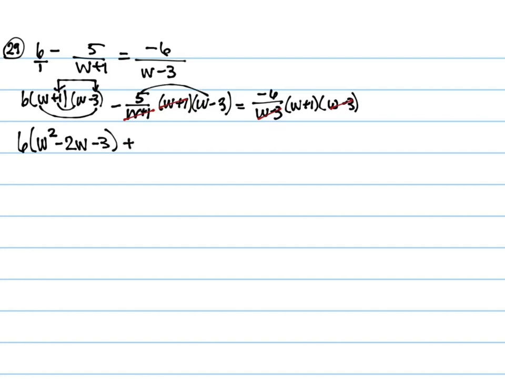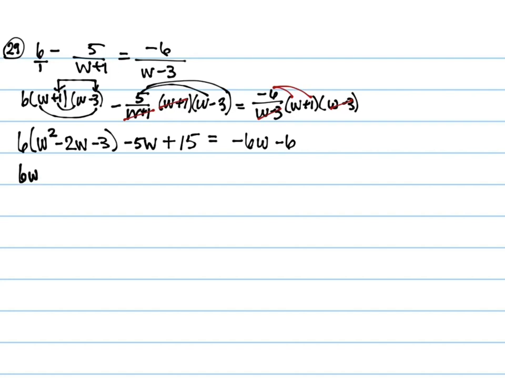And then we distribute through on this one a negative 5. So I have negative 5 times w, so negative 5w. And negative 5 times negative 3, so positive 15. And on the right, I'm distributing my negative 6 through. So I have negative 6w minus 6. Now, this one did not clean up quite as nice or quite as quick, but it's not as bad as it might have been otherwise.